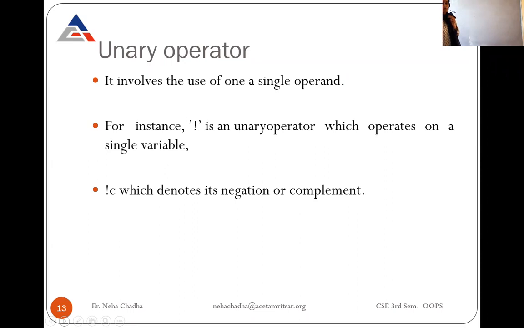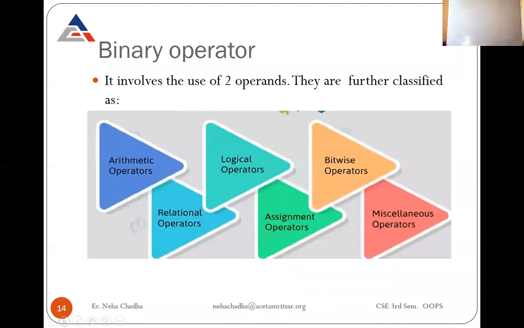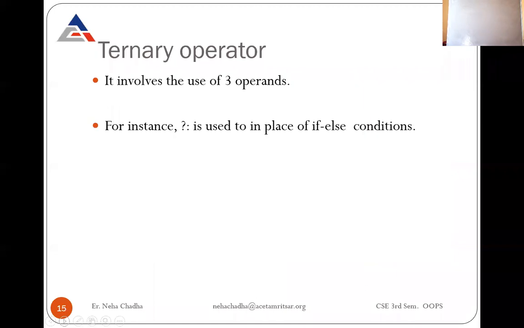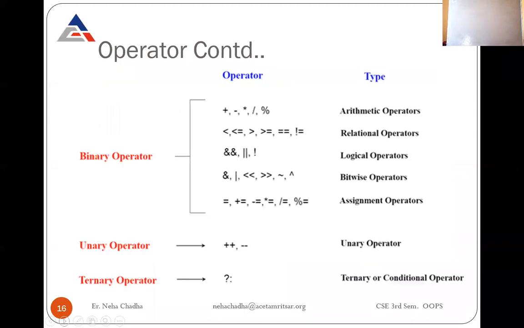Then comes the binary operator. In the binary operator, where you are going to use two operands, it is called the binary operator. It is further classified into arithmetic operator, logical operator, bitwise operator, relational operator, assignment operator, and some other operators. Let's find out. As far as binary operators are concerned, we require two operands.